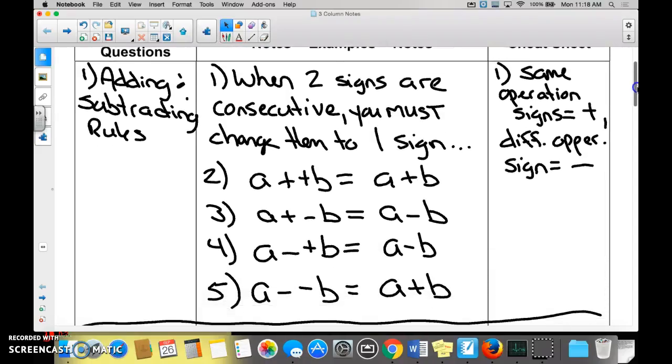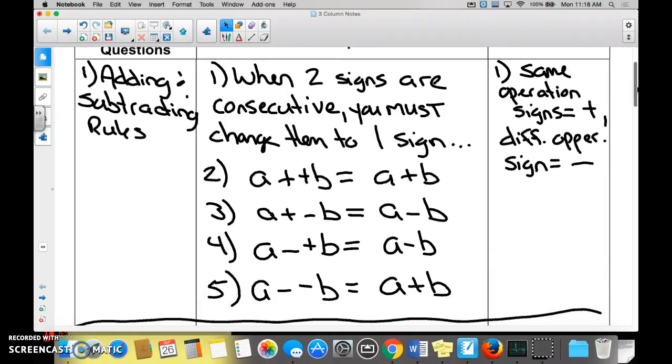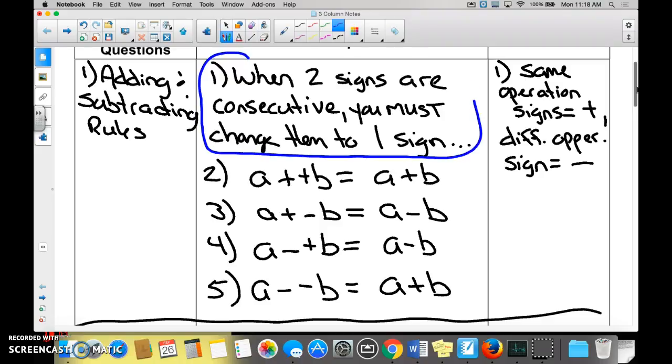So here are the rules, 1, 2, 3, 4, and 5. These are essential, and I would say you're going to lose the most points if you don't do this. If you have two signs together, it's an automatic rewrite, period. No questions asked. Any homework assignment that I ever give you, it's a rewrite. Okay? And then what is the rewrite going to be?